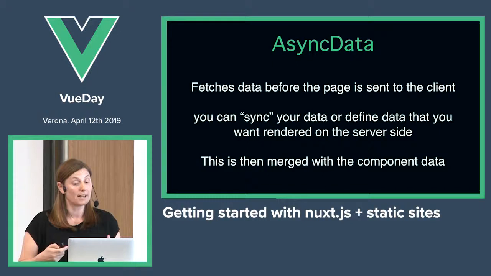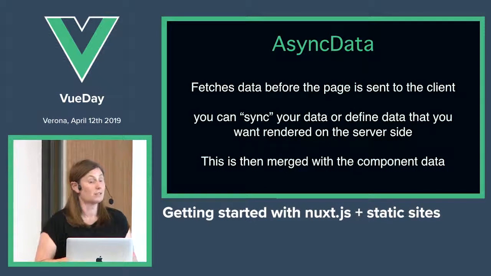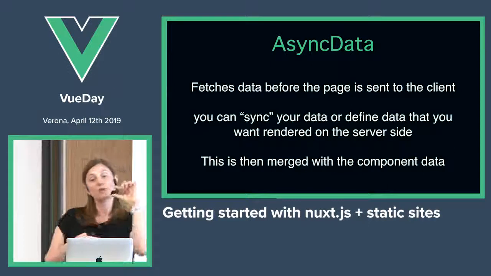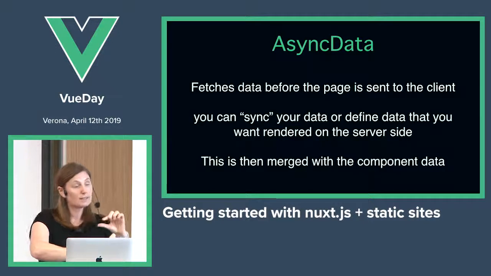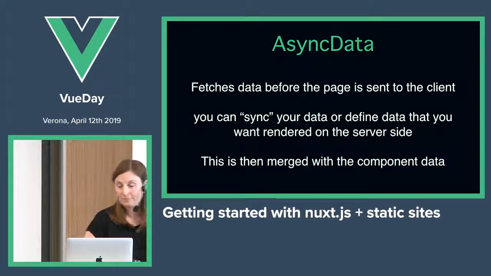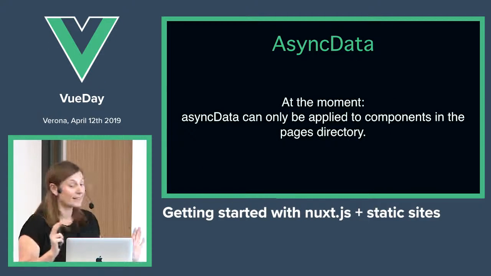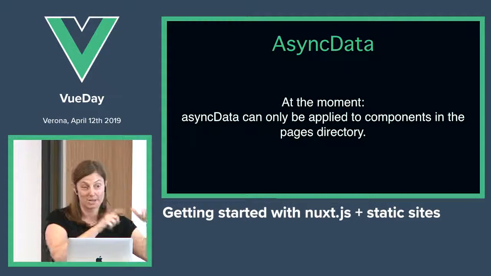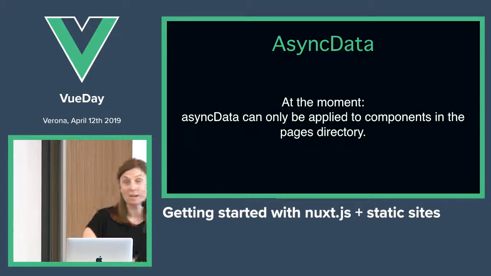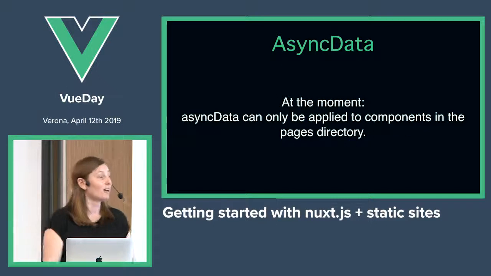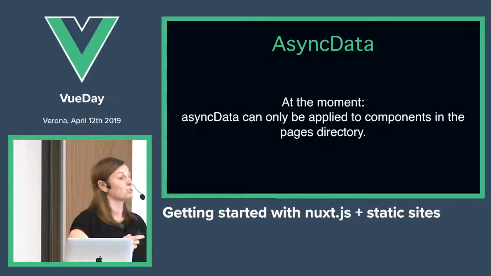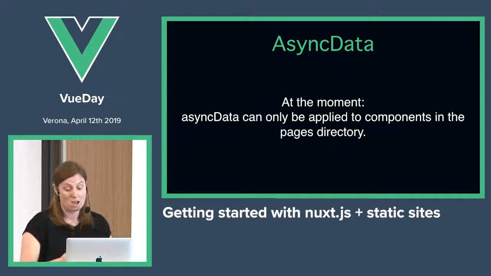So you can define the data that you want rendered on the server side. And this is then merged with the actual component data. So if you have your data in your component and then you use your async data, it gets merged together. At the moment, async data can only be applied to the components in the pages directory. Don't try putting it in your component itself because it won't work yet. The Nuxt team are on it, and the next Nuxt 3, I think, is going to have that so you can put it in the component. But for now, only in the pages.